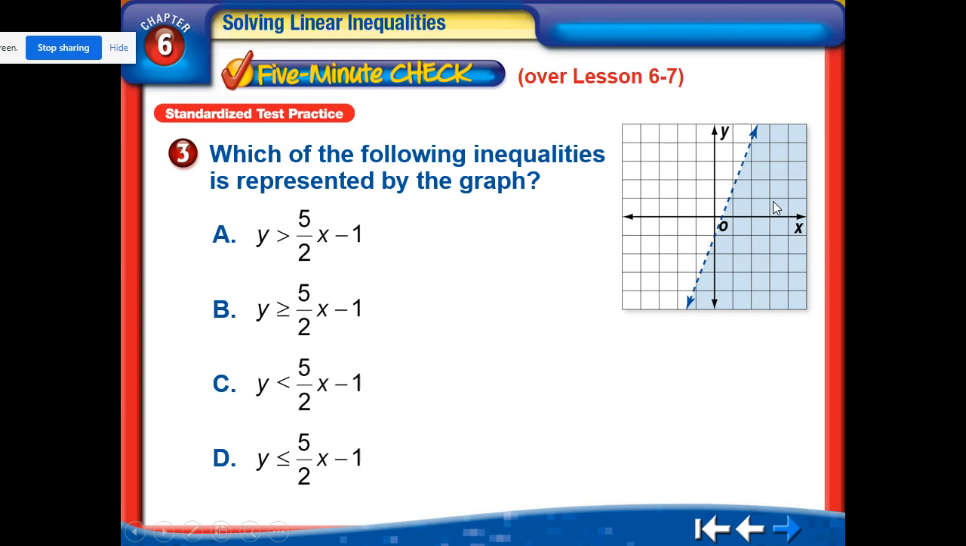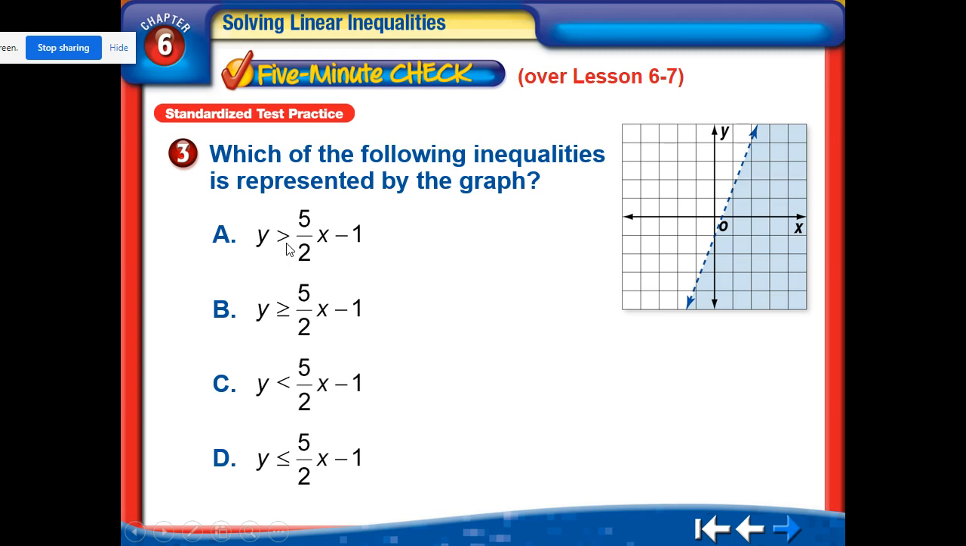Which one of these is this graph? Well, let's first take a look at what we know. We've got a dotted line here. Well, what does that tell us? It tells us B can't be an answer and D can't be an answer because of those equal to signs. So it's either A or C.